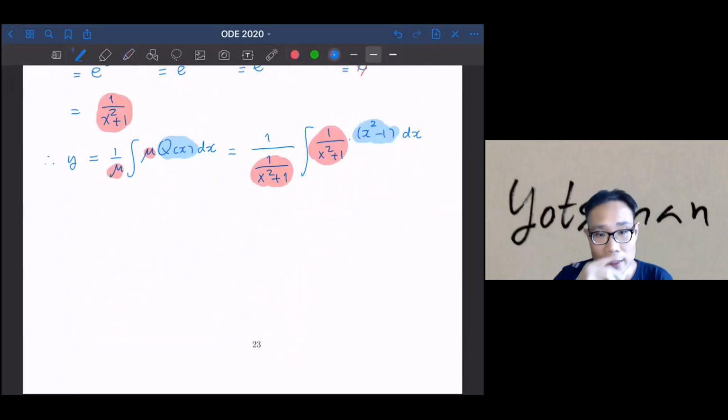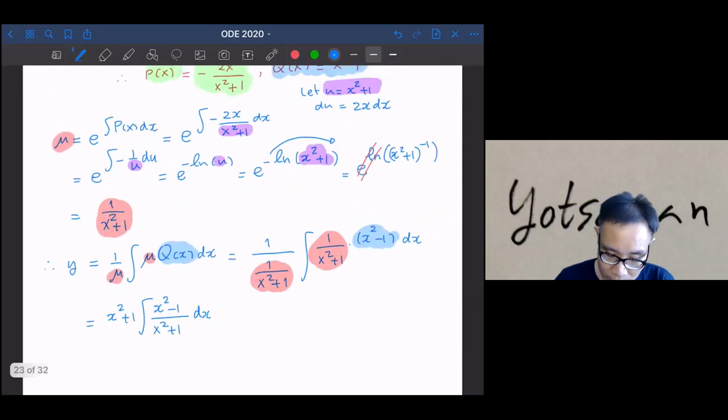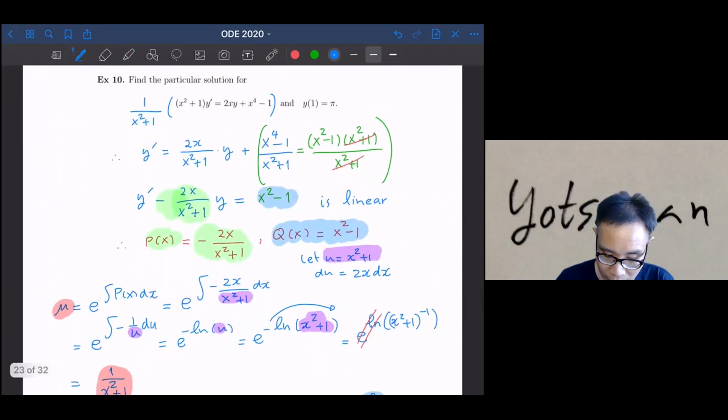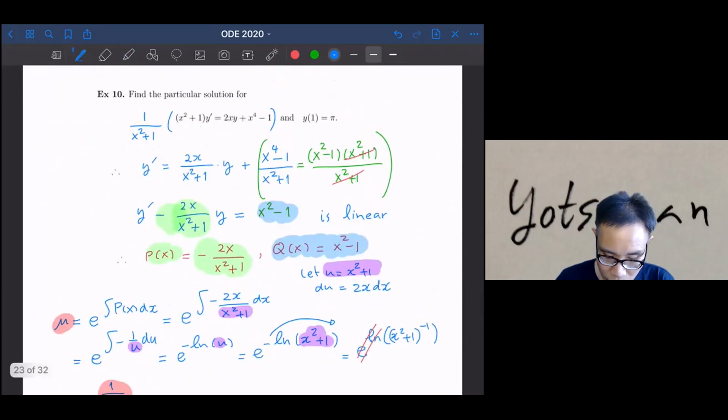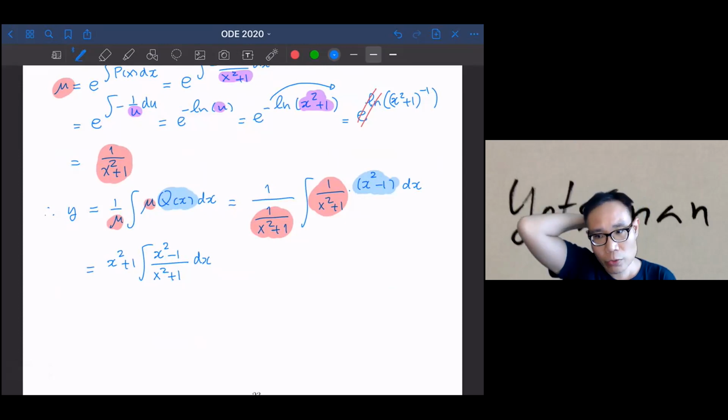And the thing that you see here is you can flip this one up. So you would get x squared plus 1 and the integral of x squared minus 1 over x squared plus 1 dx. Let me just check this a little bit. Everything correct so far? Should be, yeah. So the way to integrate this one will be what?